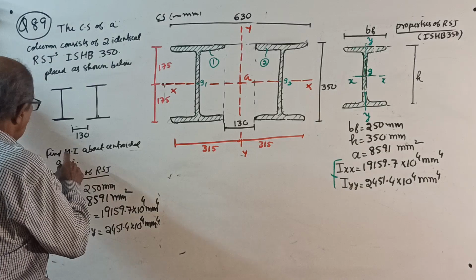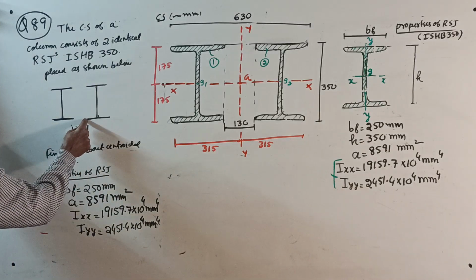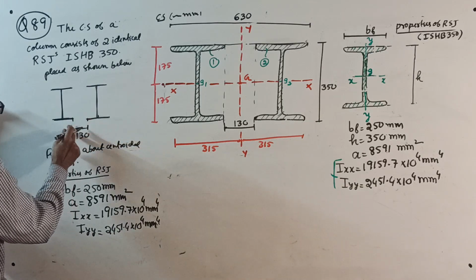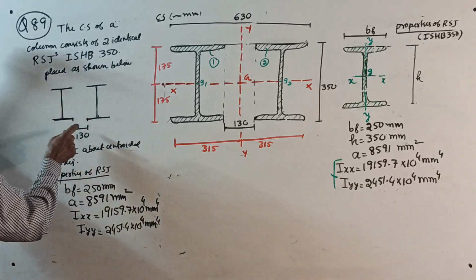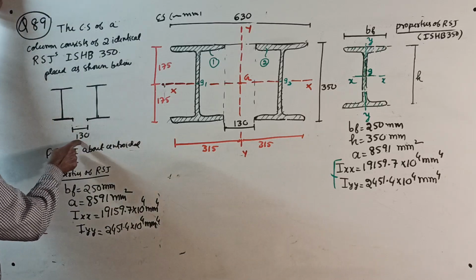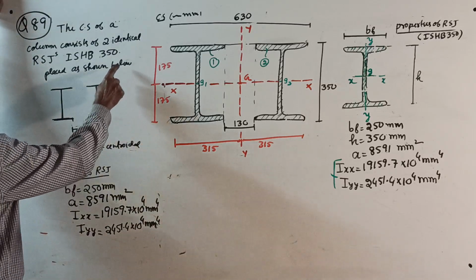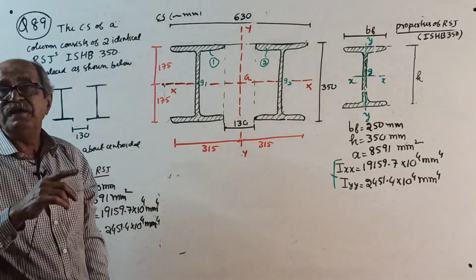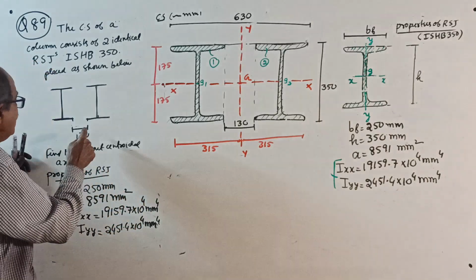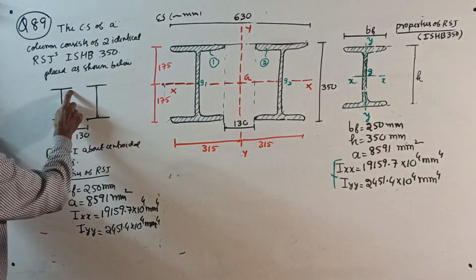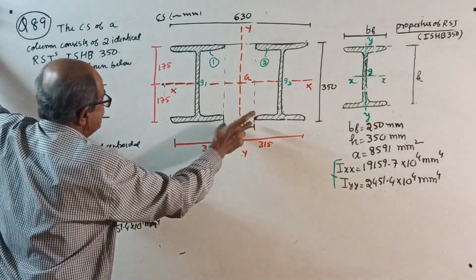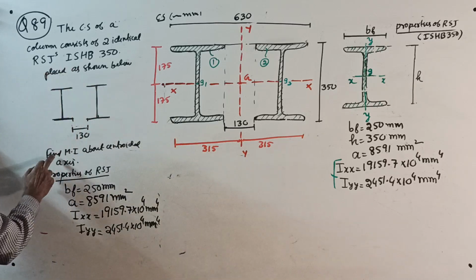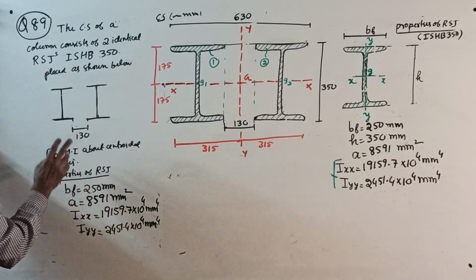Now, they told that this 130 is given, so be careful. This 130 is the clear distance. Instead of giving 130 in the sketch, they can mention at a clear distance of 130 mm between them. See, this is a clear distance. Find the moment of inertia about the centroidal axis.